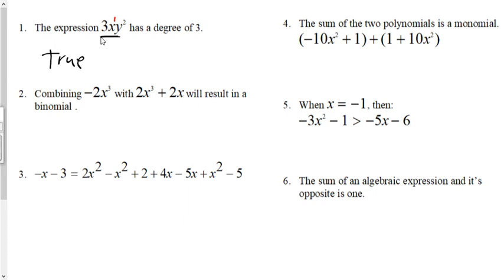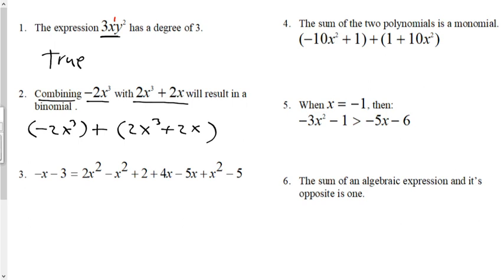Question 2, when I combine this term with this binomial, the result will be a binomial. So if I take this term and add it to or combine it with this term, will I get a binomial? Well, combining is the same thing as adding, which is the same thing as gathering like terms. And if I look at my x squared or x cubes, I have this one and I have this one.